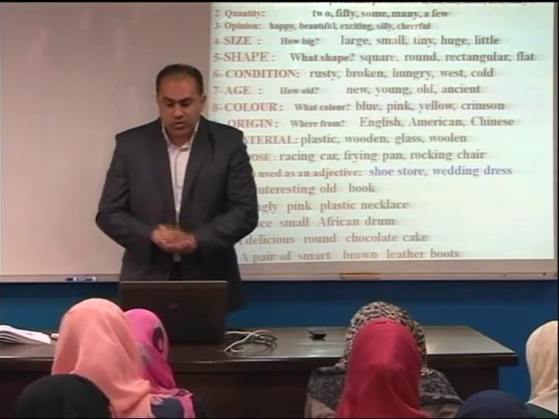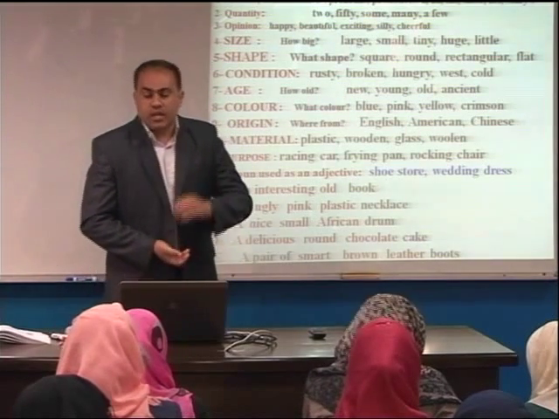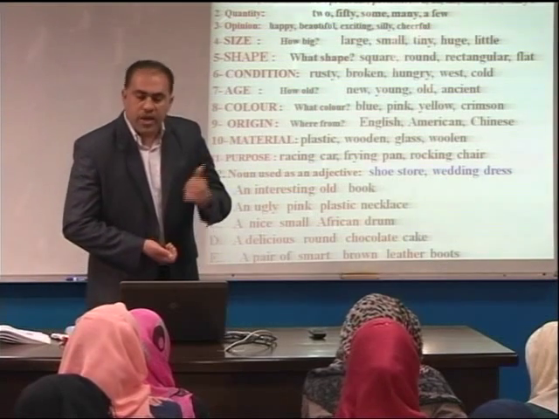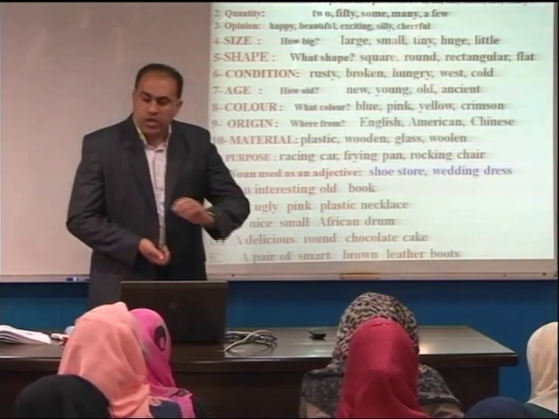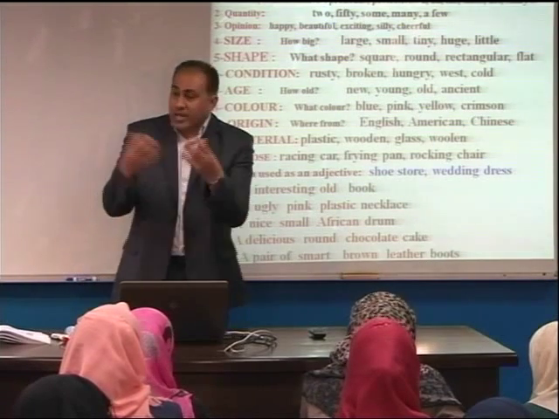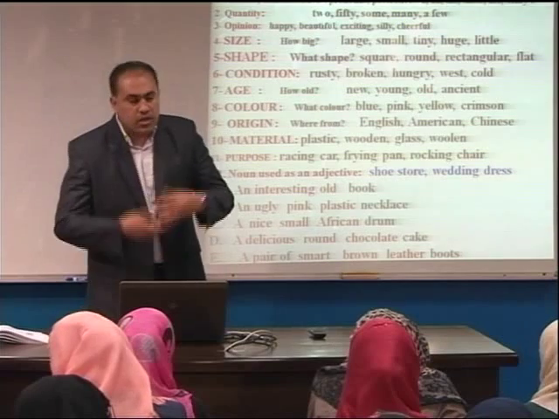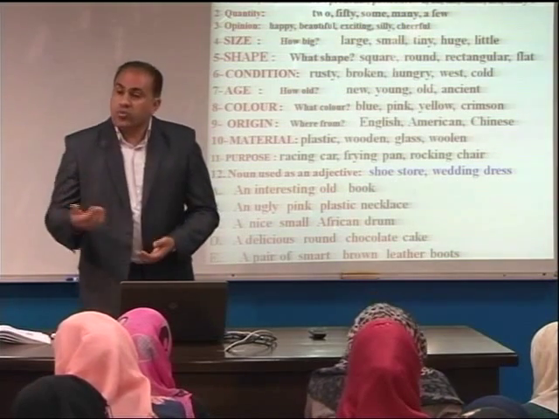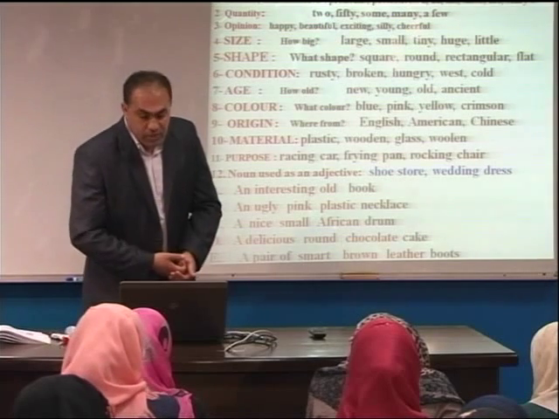3 nice, large houses, for example. Tiny, huge, and little. Then we also have the shape. So we have square, round, rectangular, and flat. And then we have the condition, what it is like in its state. For example, rusty, broken, hungry, wet, cold, and so on.